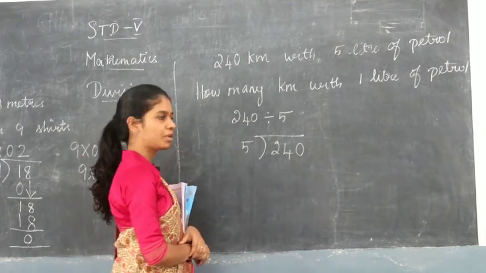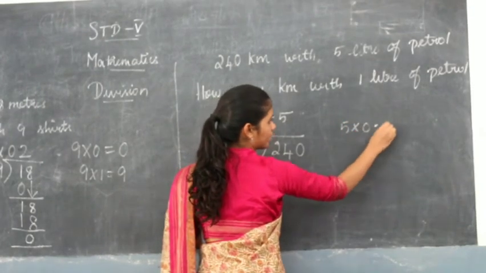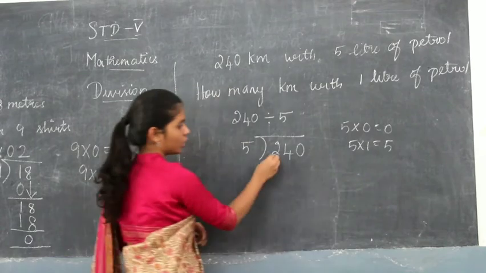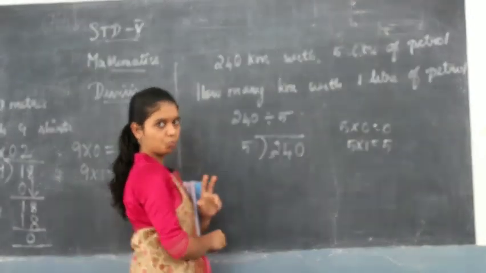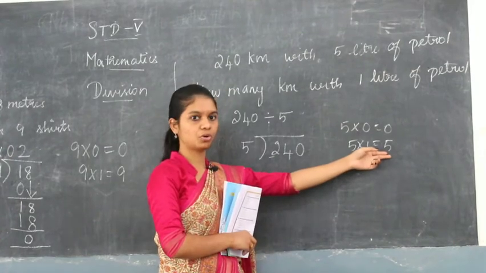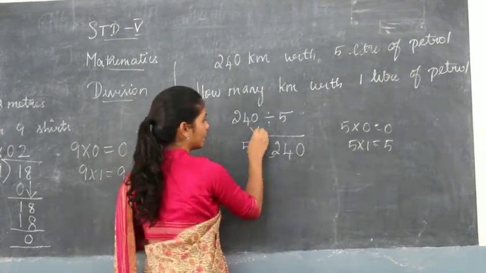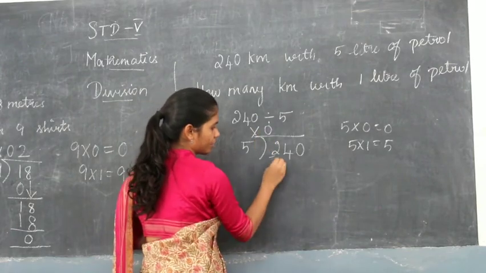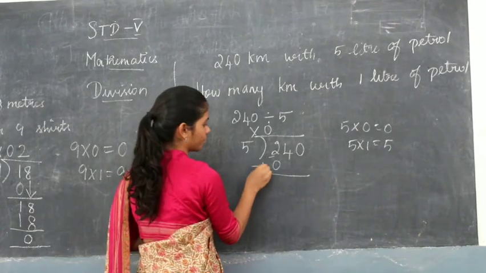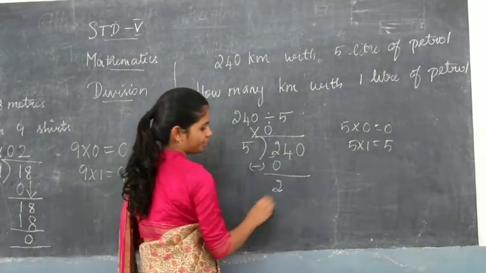Now what you should do? You should start telling 5 table. 5 zeros are 0, 5 ones are 5. Here you have in the highest place value 2. 2 is smaller than 5. So you should go to the number before, which is 5 zeros are 0. So 5 multiplied with 0 will give you 0. Now you should subtract them. 2 minus 0 is 2.